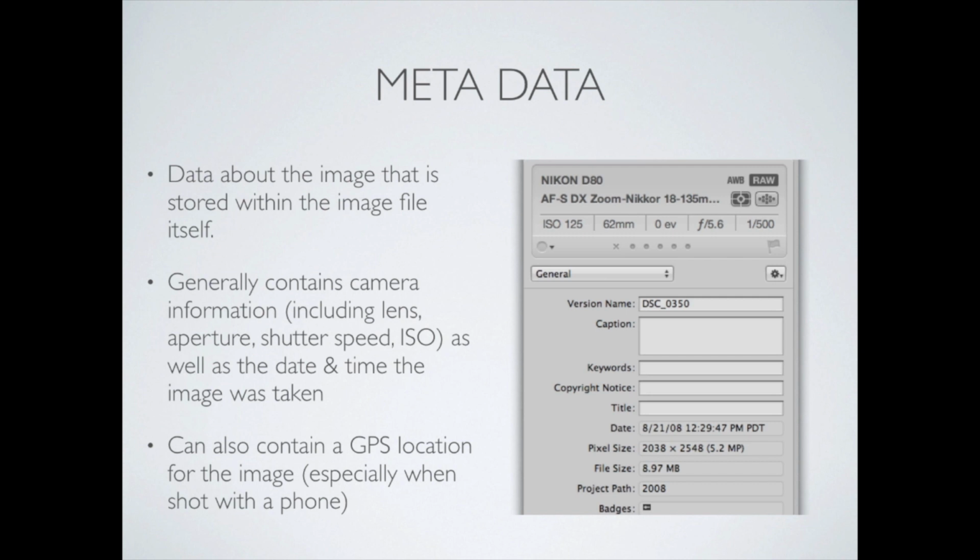Essentially, digital files contain that information. We just don't see it. It's just in the background. It's stored with the file. And it stores a lot more than just that. So this data is about the photo.